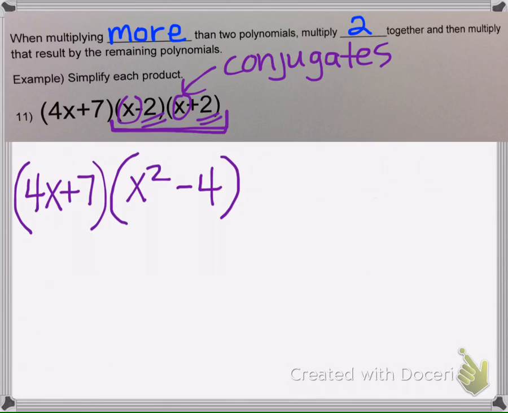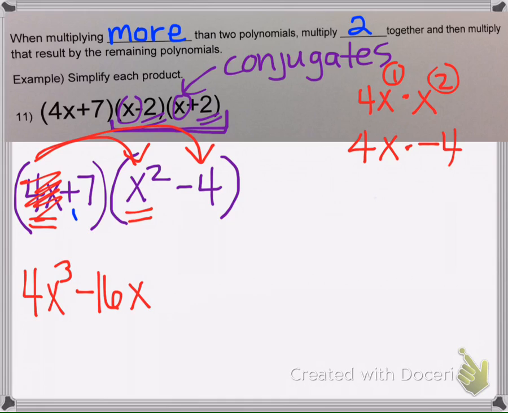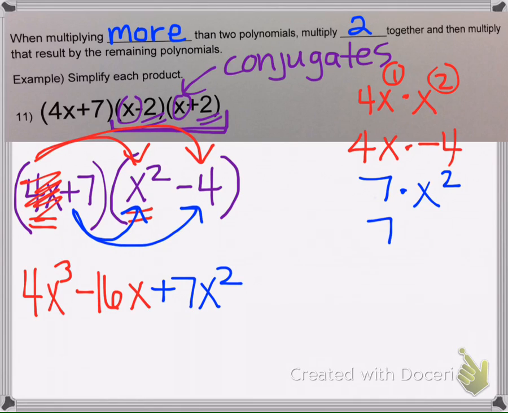So we'd have 4x times x squared, which is 4x to the third power because we add the exponents here. And then we'd have 4x times -4, which is -16x. So now we're done with that. Now we're going to multiply the 7. So 7 times x squared is positive 7x squared. And then we have 7 times -4, which is -28.